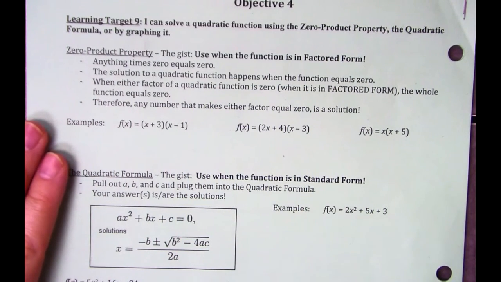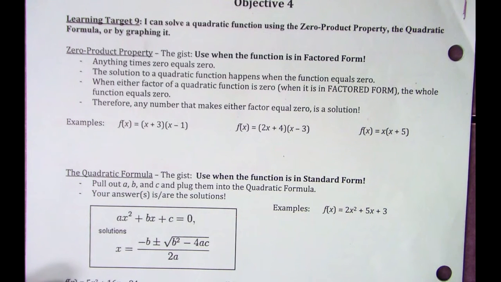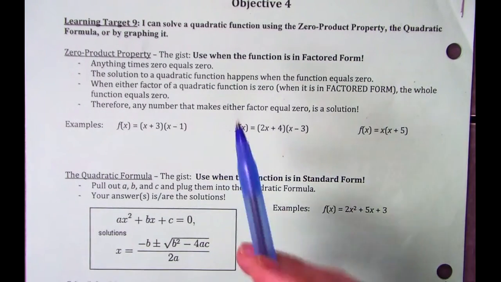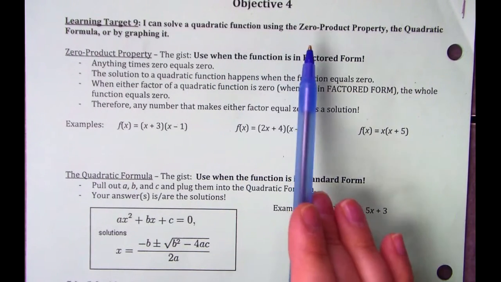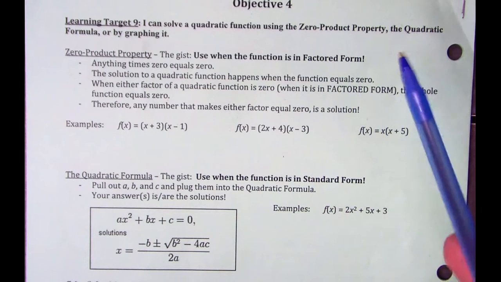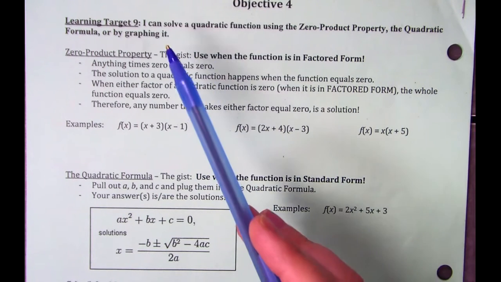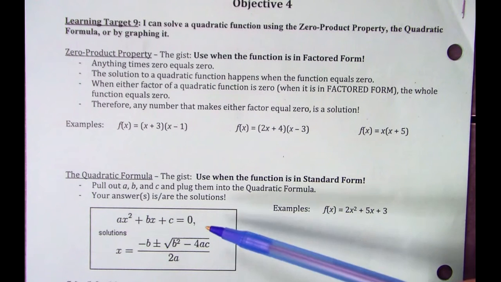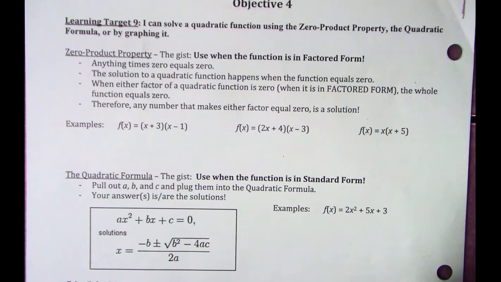So the first way that we're going to talk about solving a quadratic function is using the zero product property. That's learning target 9, being able to solve a quadratic function using the zero product property, or the quadratic formula, or graphing it. In the next couple of videos, we'll talk about the quadratic formula and graphing it. For right now, we're just going to talk about the zero product property.